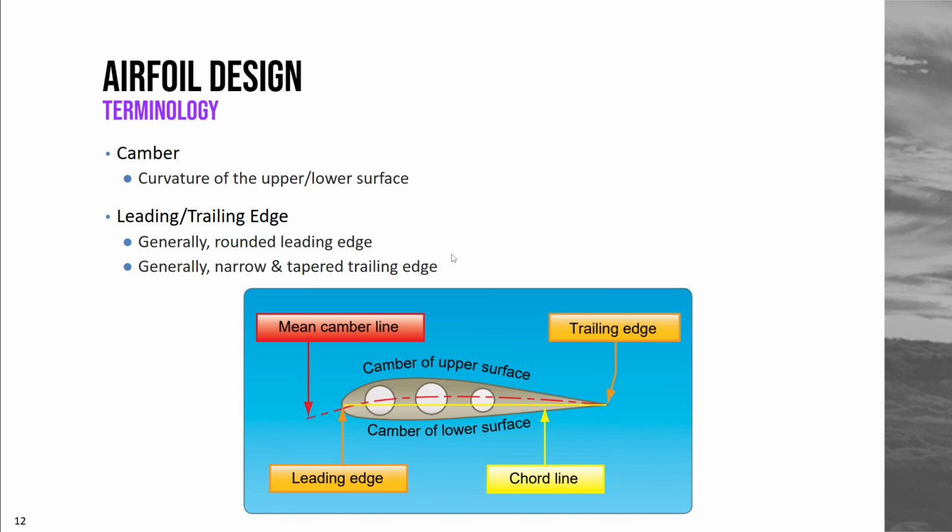Airfoil design terminology. So we talked about camber before. Camber is the curvature of the upper and lower surface. So following the curvature of the wing, remember the chord line was a straight line between the trailing edge and the leading edge. Our camber follows the contour, that curvature of the wing. And our leading and trailing edge, we have a rounded leading edge and generally a narrow tapered trailing edge.